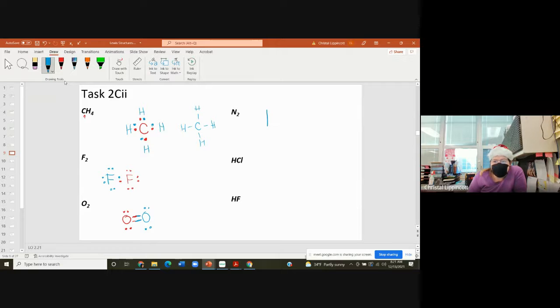All right, let's look at nitrogen. Nitrogen has how many? 5. 1, 2, 3, 4, 5 from my other nitrogen. Oops, I drew too many. Okay, so this one right now has 6 electrons. This one has 6. We need 8. Can you figure out what we've got to do? Yep. We're going to do the same thing we did with oxygen.